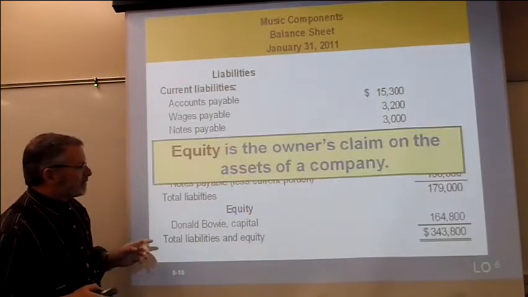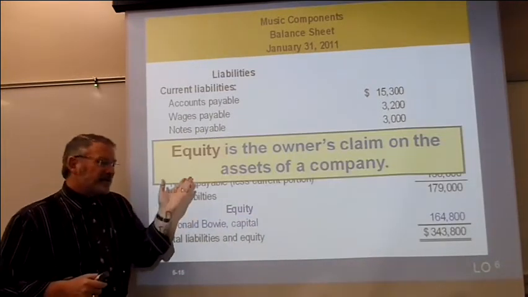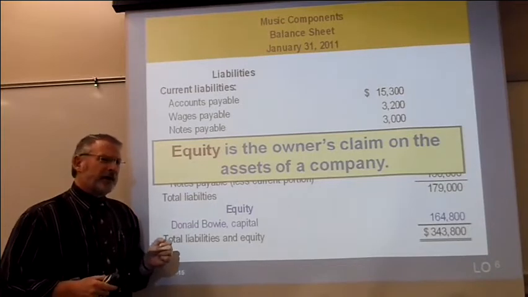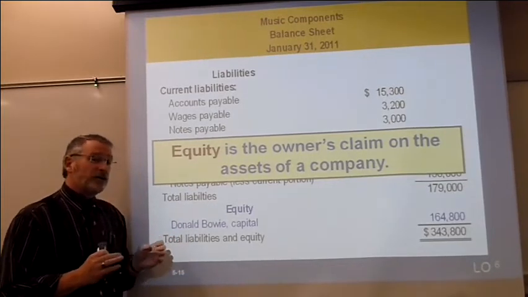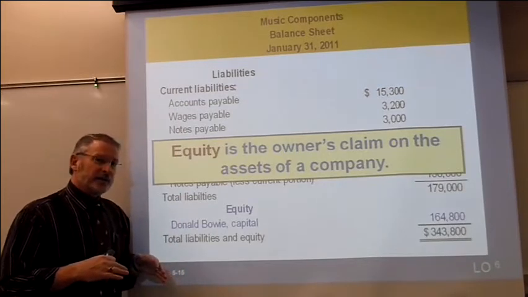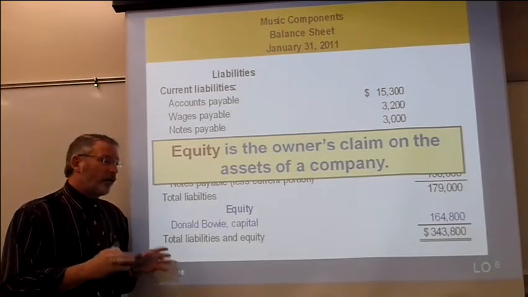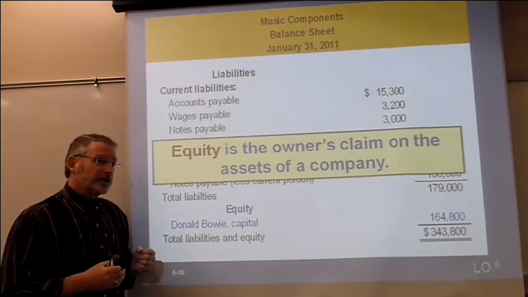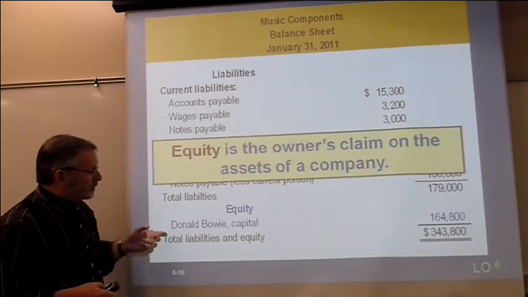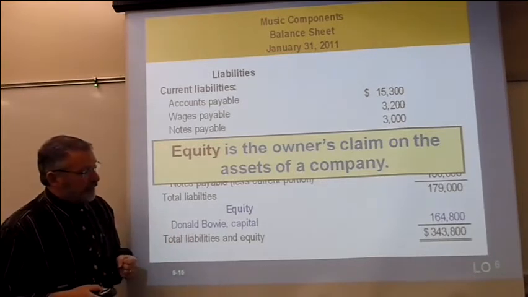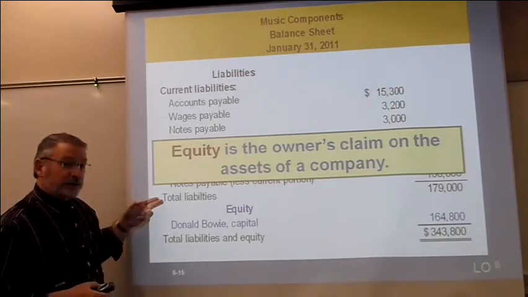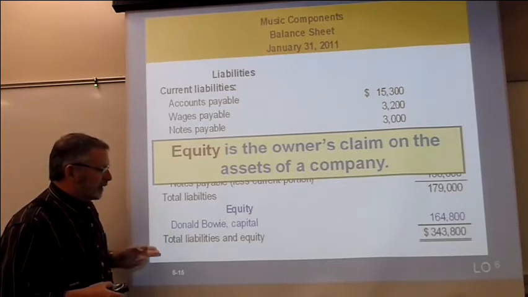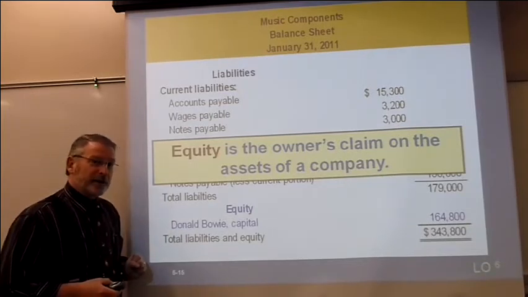And now the last section, being the equity section, described as the owner's claim on assets of a company. Nice official definition. The other way to think about it is this is how much the owners have invested in the business so far, either by direct investment or by leaving the earnings of the company inside the company. So here, Donald Bowie Capital, $164,800. We add that then to the total liabilities. So the total liabilities plus equity gives us the total liabilities and equity.